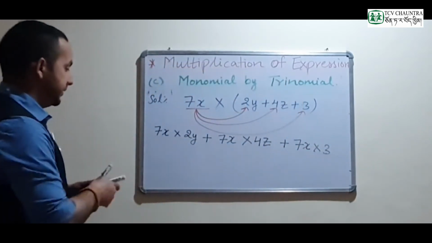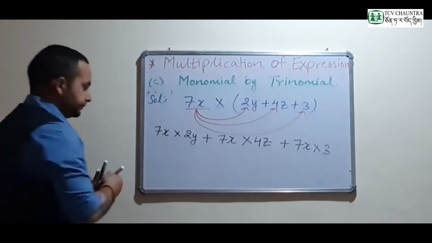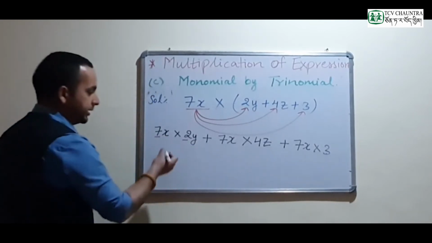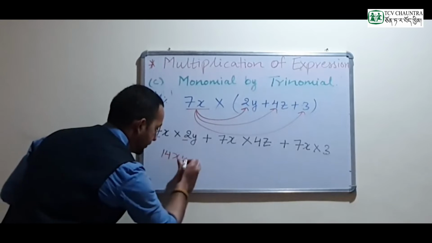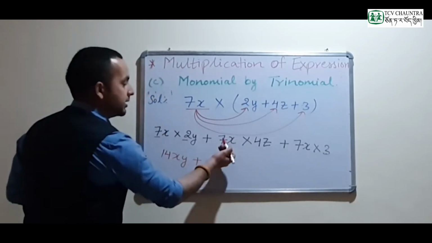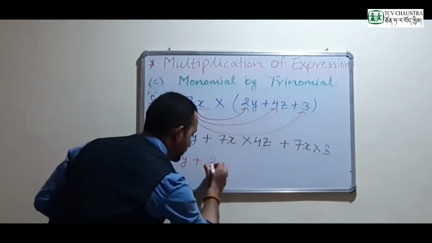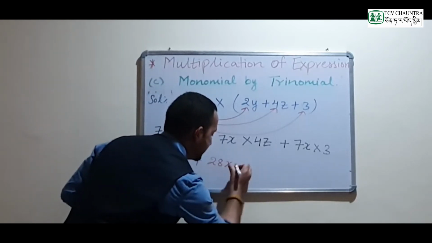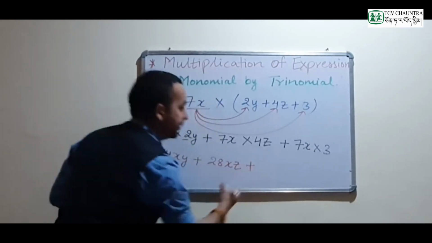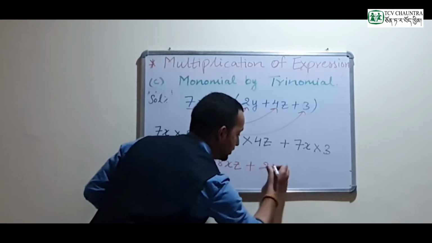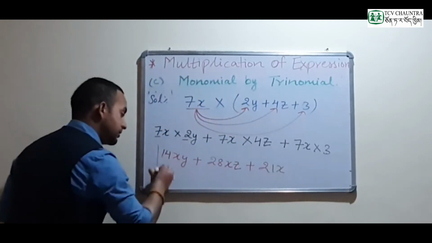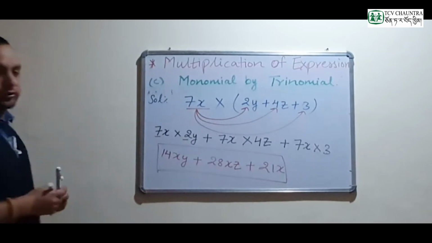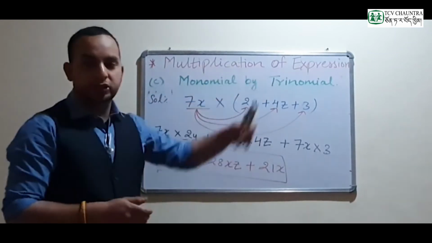Now you're going to solve this, right? So 7 twos are 14xy plus 7 fours are 28xz plus 7 threes are 21x. This is your answer. Understood? This is a monomial by trinomial.